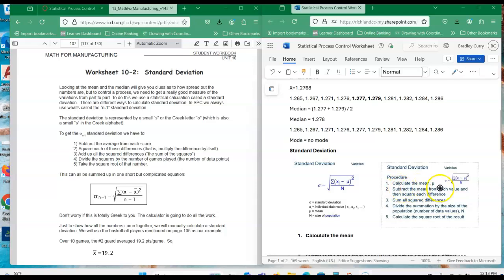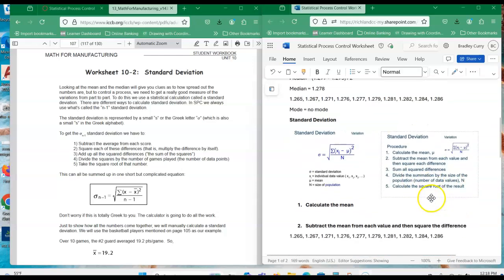So we're going to start by calculating the mean. We're going to then subtract the mean from each value in our data set and square the difference. We will then sum all of those squared differences, and then we'll divide the summation by the size of the population, and finally get the square root calculation. So let's go ahead and get this started.